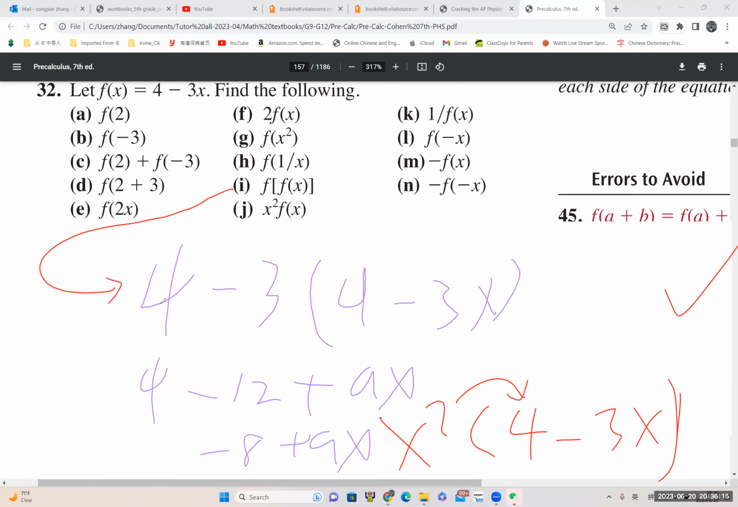F of 4. Yeah, Neil, can you understand what Ray did? I forgot that f of x equals 4x. Yeah, if you feel confused, you can do it step by step. This is like an input, right? So you have 4 minus 3 times the input. Input is f of x. Then f of x is this. Okay, we make it.